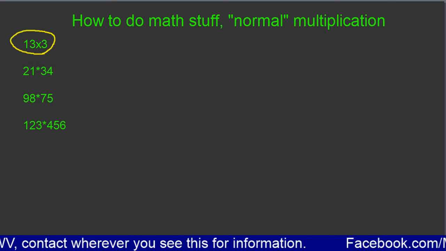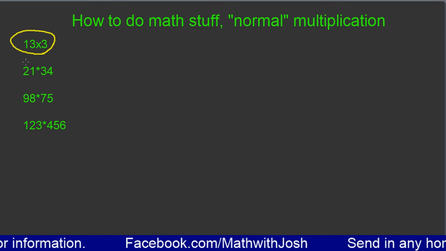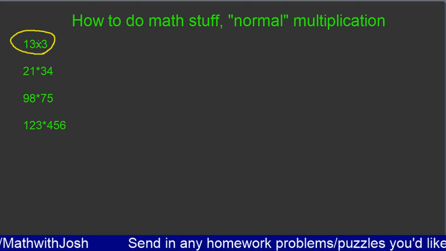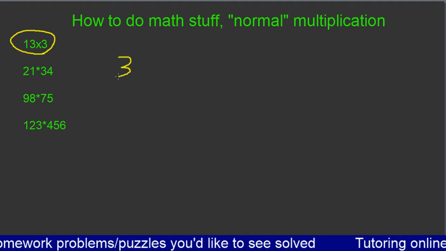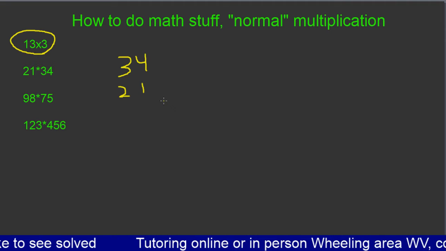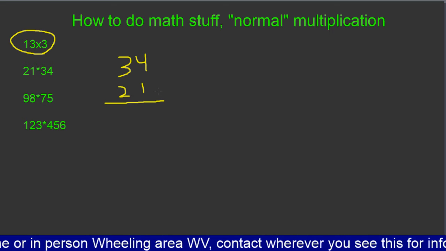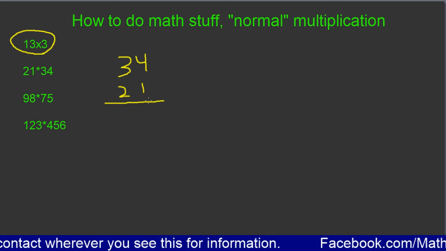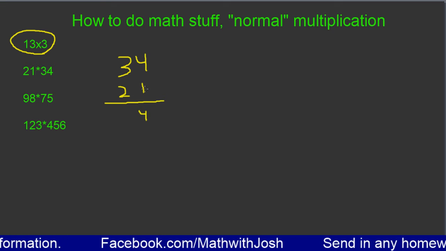So for our next problem, if you have a 2 by 2, let's say we had 34 times 21. Note that sometimes an X is used, sometimes an asterisk is used for multiplication. Now first, we'll do the same thing as if it was a one-digit number. We'll take our first digit of the bottom number, multiply it by the first digit of the top number. 4 times 1 is 4.